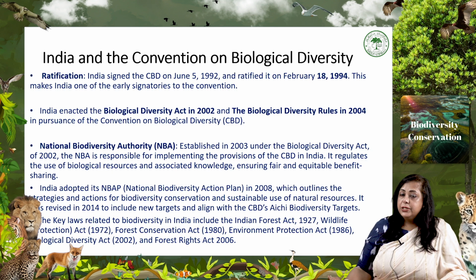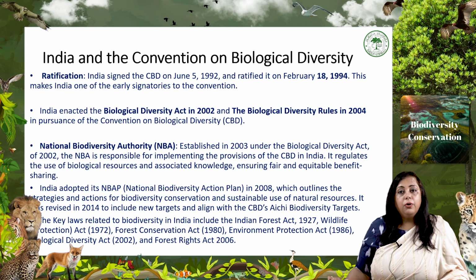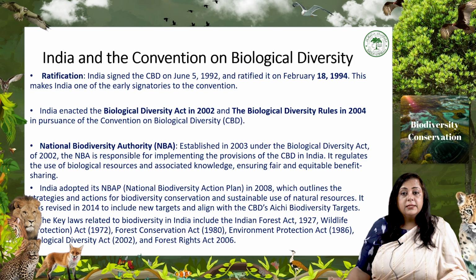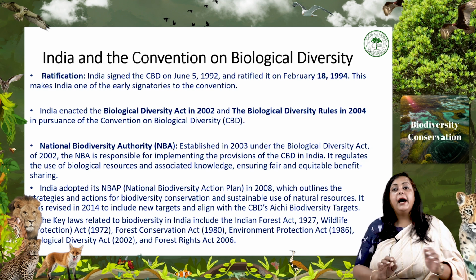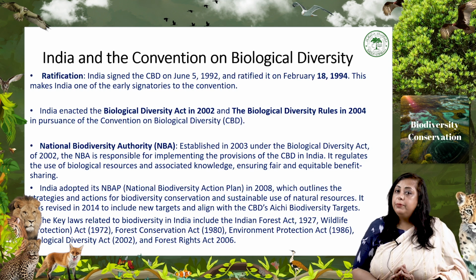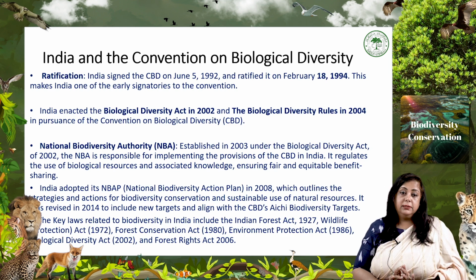India and the Convention on Biological Diversity. India is not only a party but has also ratified the convention. India signed the CBD on 5th June 1992, the day the convention took place, and ratified it on February 18, 1994. This makes India one of the early signatories of the convention. India enacted the Biological Diversity Act in 2002 and the Biological Diversity Rules in 2004 in pursuance of the Convention on Biological Diversity. Every nation had to make its own rules and regulations for the implementation of the convention, so India implemented the Biological Diversity Act 2002 and Biological Diversity Rules 2004.